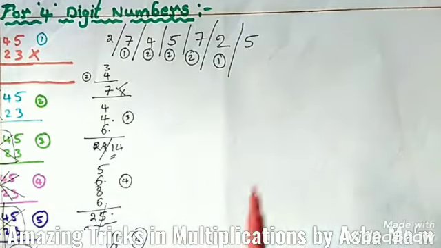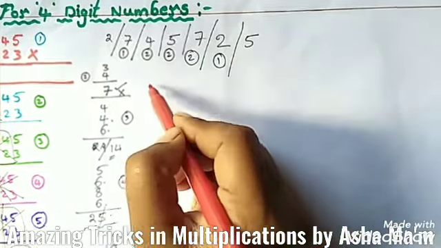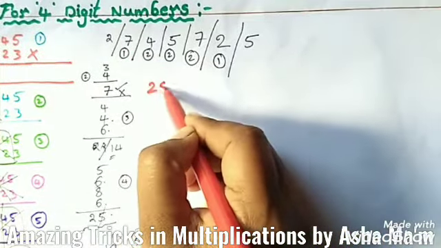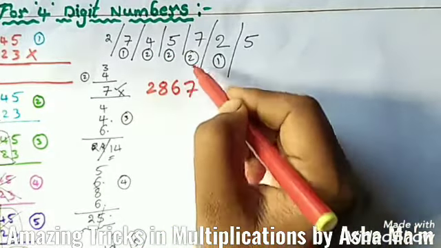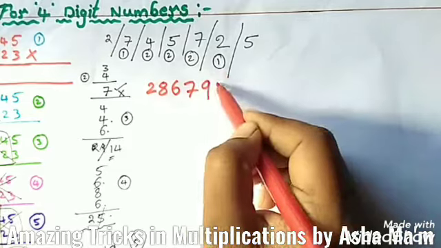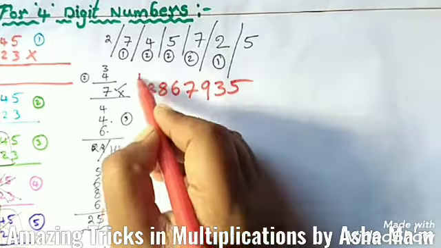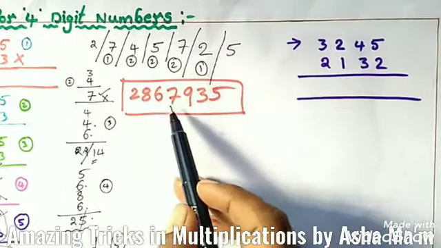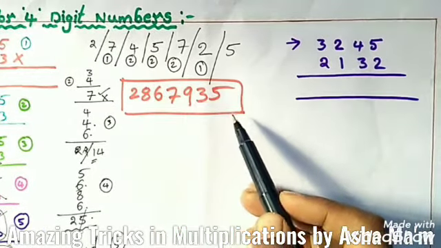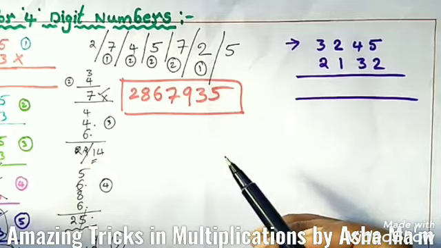If you multiply these 4-digit numbers here, 2, 7 plus 1 8, 4 plus 2 6, 5 plus 2 7, 7 plus 2 9, 2 plus 1 3, 5. So this is the answer: 2867935. That is the answer. Let us see the second example.